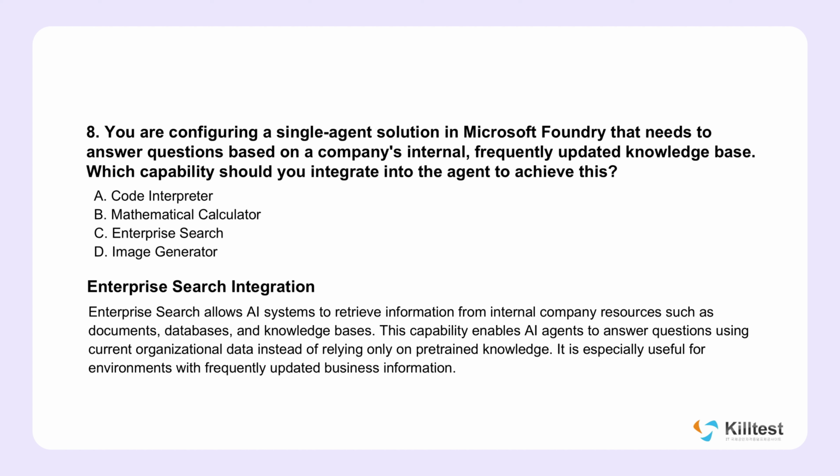You are configuring a single-agent solution in Microsoft Foundry that needs to answer questions based on a company's internal, frequently updated knowledge base. Which capability should you integrate? The correct answer is C. Enterprise Search allows an AI agent to access and retrieve current organizational records from an internal knowledge base instead of relying on pre-trained knowledge. So Enterprise Search is the actual API mechanism. It's the secure pipeline that indexes all those PDFs, Word documents, and intranet pages and makes them available to the AI agent. Yes, it handles the actual retrieval.